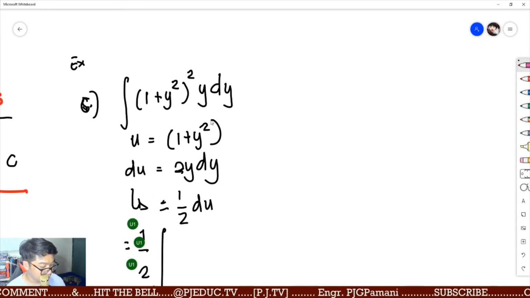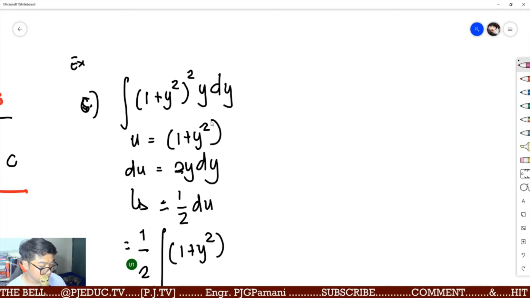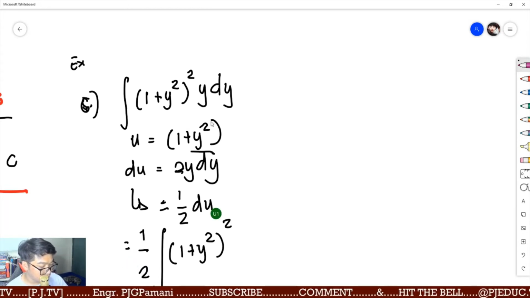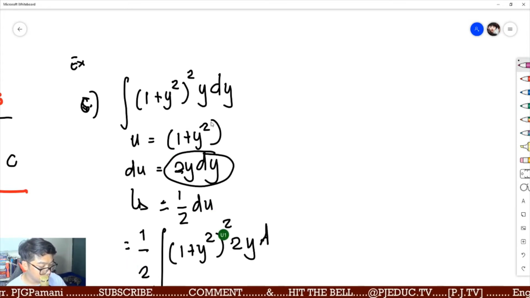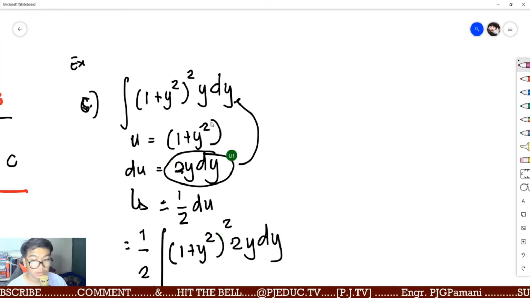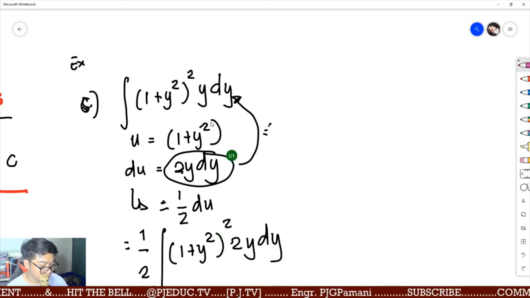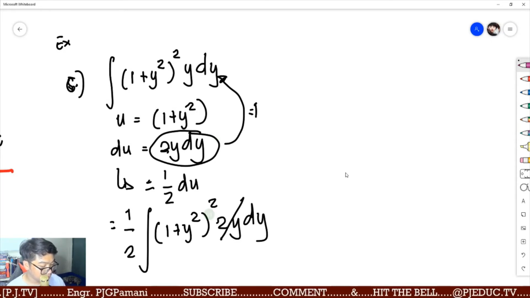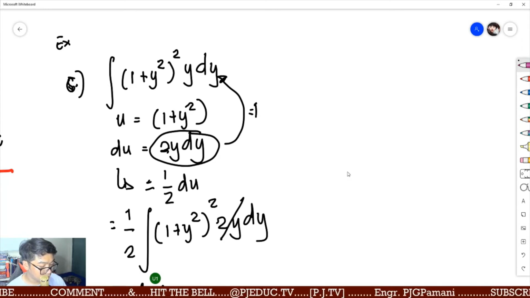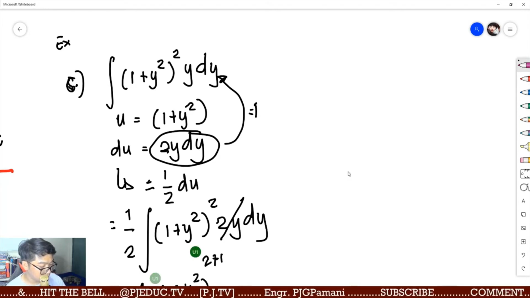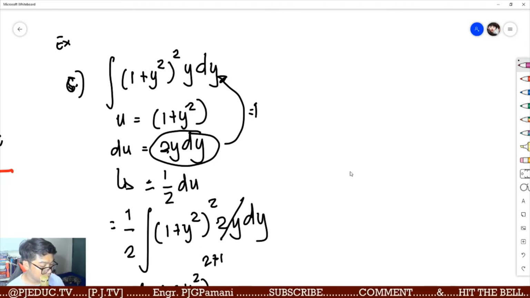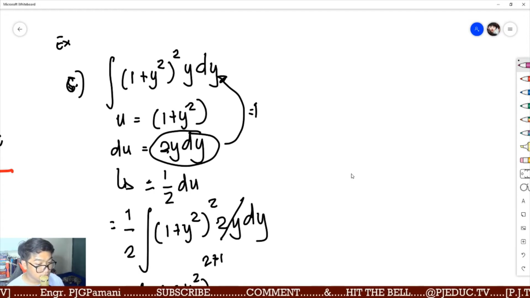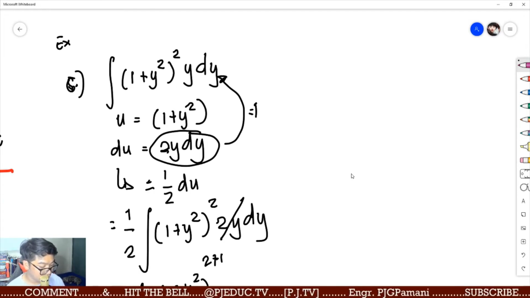1/2 integral 1 plus y squared raised to 2. Kunin natin yun, 2y dy. Dahil, andun na rin siya. It will serve as equal to 1. By doing so, matatanggal na yan. Then we could now integrate this one as 1 raised to 2 plus 1 over 2 plus 1 plus c. That is now 3/2 of 1 plus y squared raised to 3 plus c.